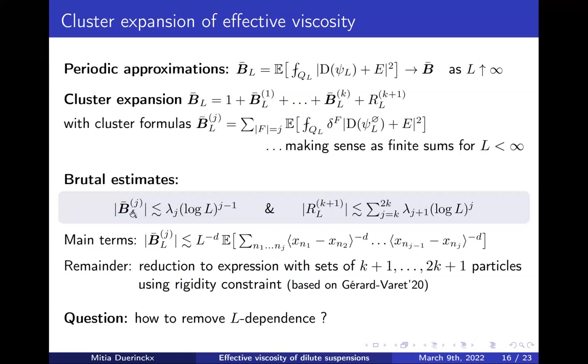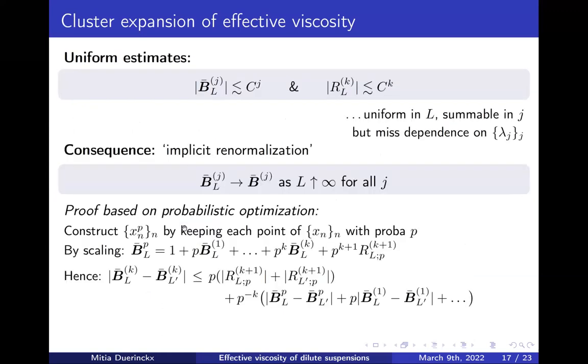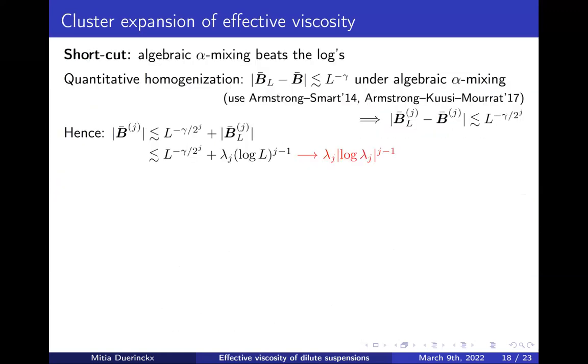But now you see that if you have some convergence rate for B bar Lj, when L tends to infinity, you can essentially hope to beat the logarithm if the rate is fast enough. So typically, if you have an algebraic rate of convergence, then you can just beat the logarithm. This is not the best proof, but at least it is a huge shortcut, and it allows you to get a result in this way.